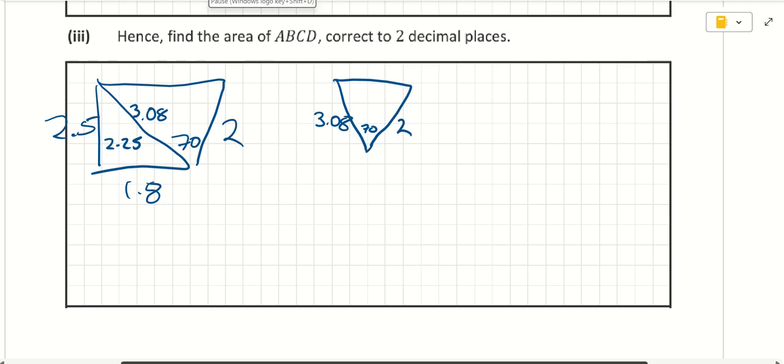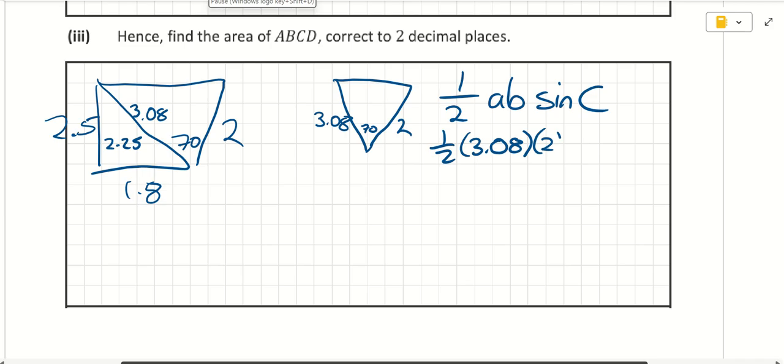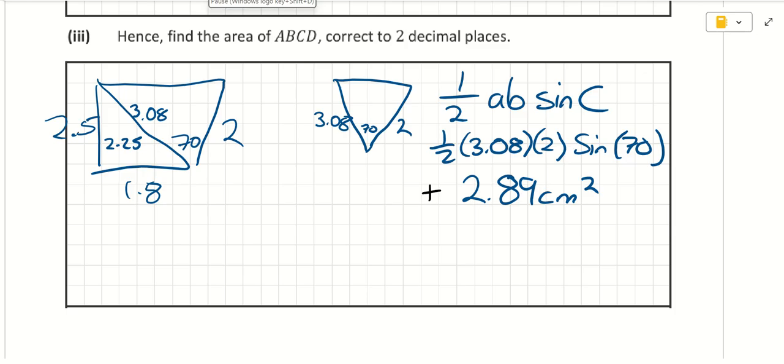That's all centimeters here. So we can use a half AB sine C for this. So a half 3.08 by 2 by sine of 70. Stick that into your calculators, you will get the area. It is 2.89 centimeters squared. And you just need to add the 2.25 to that, and you will get your final answer of 5.14 centimeters squared. Okay, I know I did that fairly quickly.